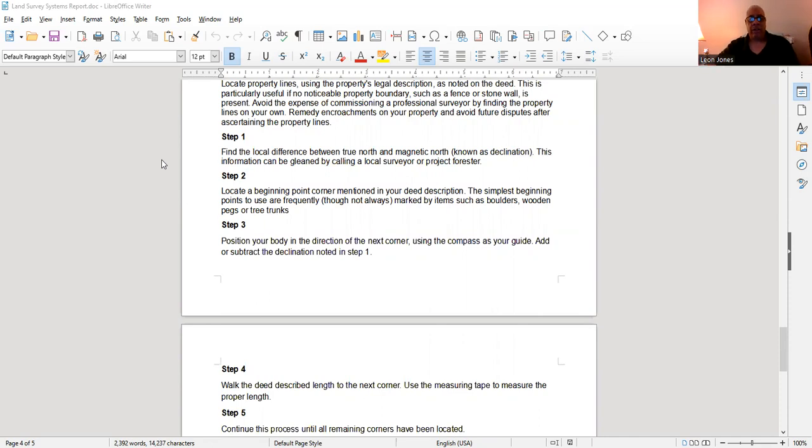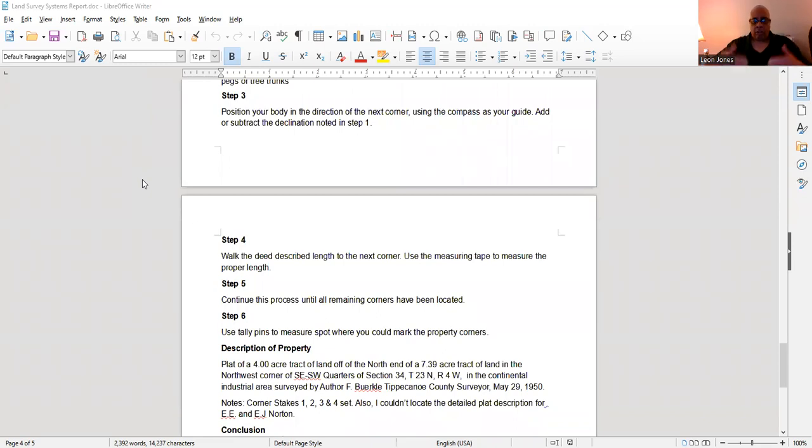I just mentioned it to you. You're going to find the difference between true north and magnetic north. That's known as declination. You're going to walk the deed described length to the next corner. Use the measuring tape to measure the proper length. And you're going to continue this process until all corners have been located. And then if you want to mark everything, make sure you use tally pins to measure the spot where you could mark the property corners.